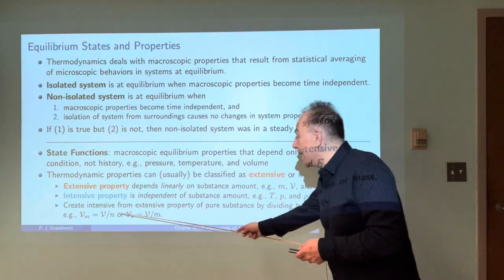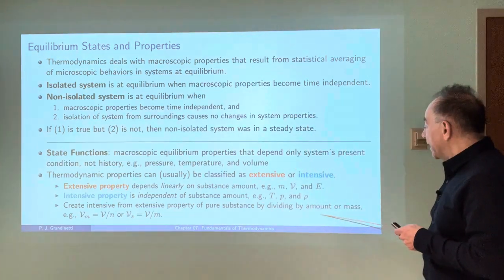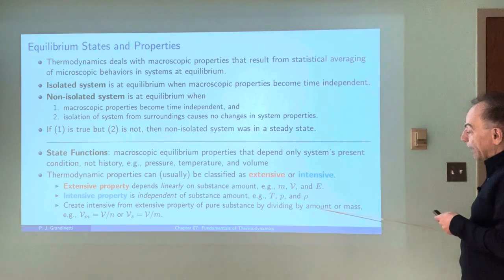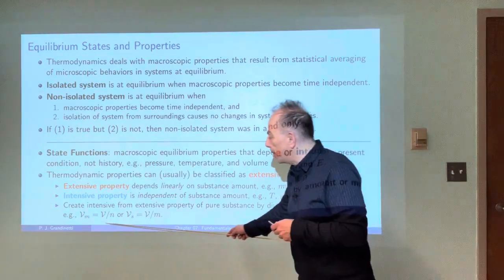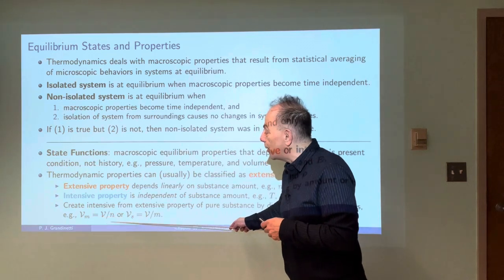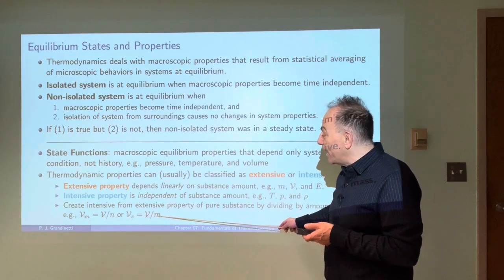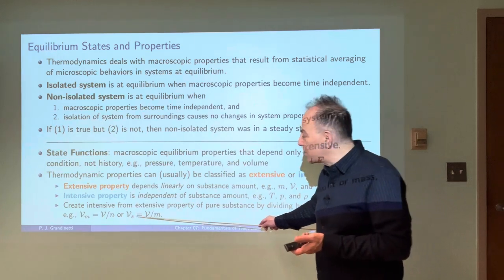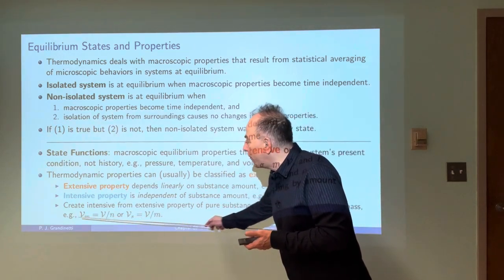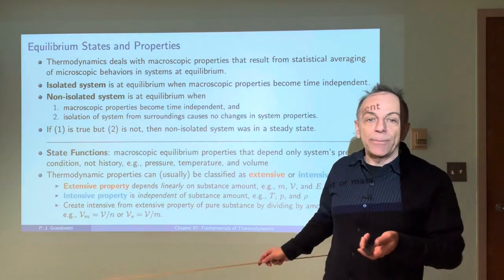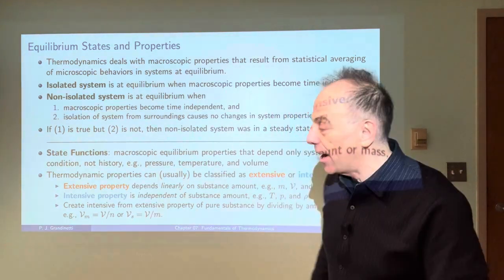You can always create an intensive property from an extensive property by just dividing it by the amount, scaling it by the amount, so the number of moles, or the mass. So you can create what's called the molar quantity. So if I took the volume and I divided by the number of moles, I'd create the molar volume. If I took the volume and I divided by the mass, I would create the specific volume. So the molar volume and the specific volume are examples of intensive properties, whereas the volume is an example of an extensive property.